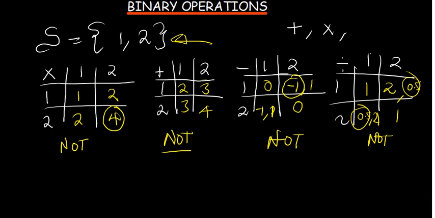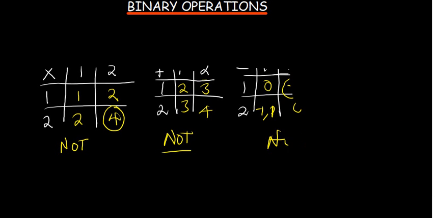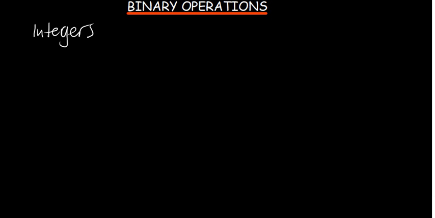So the only way an operation can be a binary operation is if the result after performing the operation is always part of the set. We can continue increasing our set. The set which I've given here is a limited set. It has only two elements, 1 and 2. Now what if we're talking about a set of integers? You want to find out if addition, subtraction, division, and multiplication are binary operations on those sets.